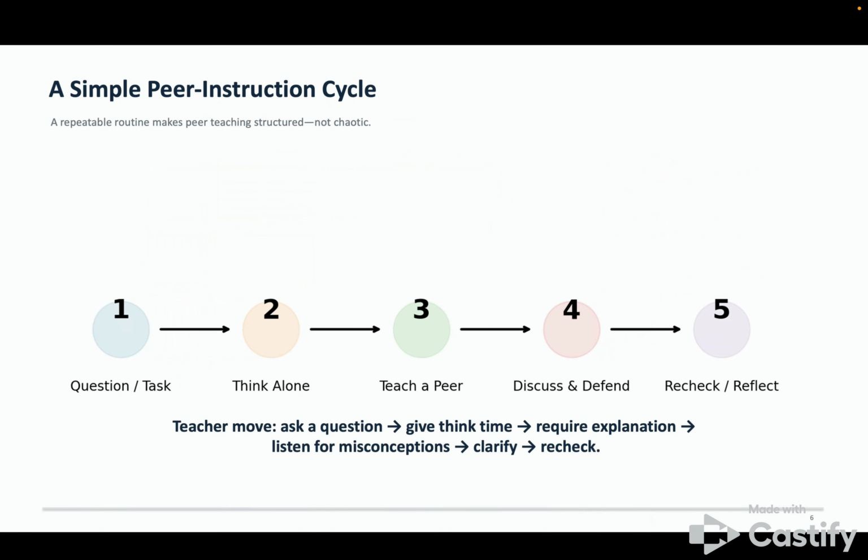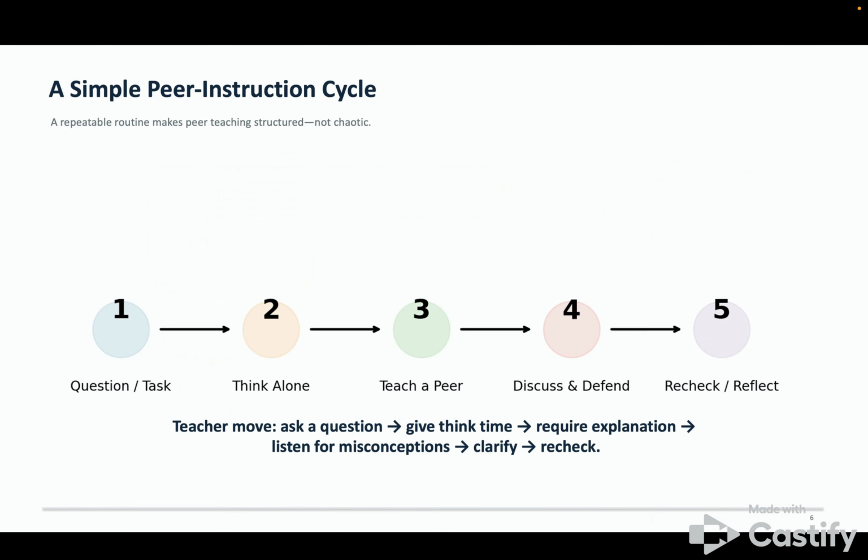This slide gives us a simple model that can be used in almost any classroom. It begins with a question or a task. The teacher gives students something meaningful to think about. Second, students think individually. This step is important. If we immediately put students into groups, some students will simply wait for someone else to answer. Giving them individual thinking time means every student has to engage.